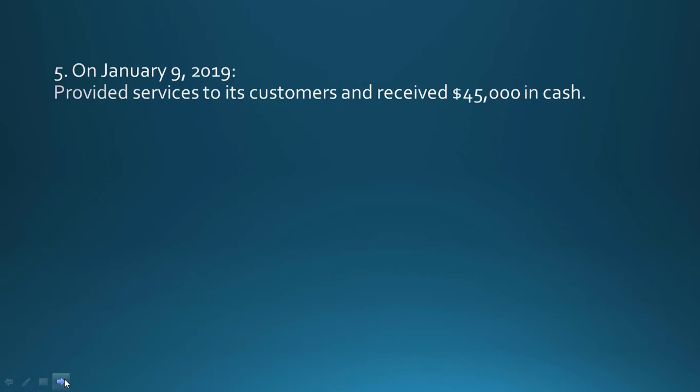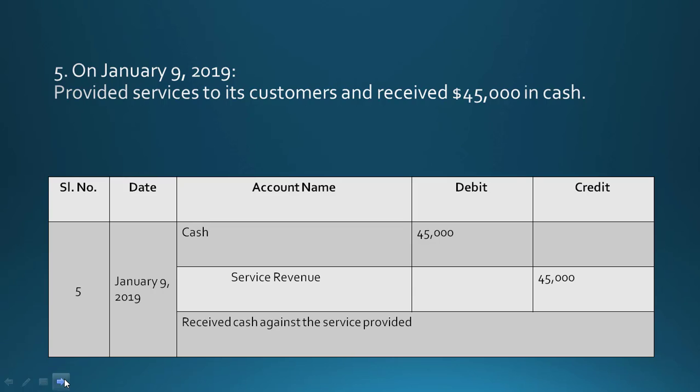On January 9, 2019, you have provided services to your customer and received $45,000 in cash. So whenever you receive cash, it should be debited because the asset of the organization has been increased. So $45,000 will be debited and service revenue should be credited. Revenue is always credited when there is an increase. So received cash against the service provided. The value of the service was $45,000. So let's see the next transaction.